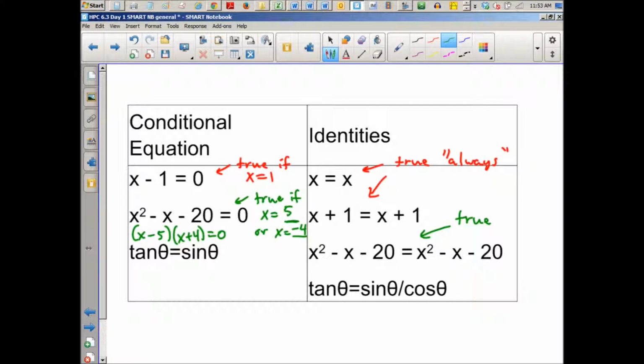Does x have to be 5 in this context? No. X does not have to be 5. X does not have to be negative 4. This is just true in general. X could be 0, x could be 1. You get negative 20 equals negative 20. So it wouldn't matter. No matter what happens, basically all this stuff just cancels out. You get negative 20 equals negative 20. When is that true? Always true.